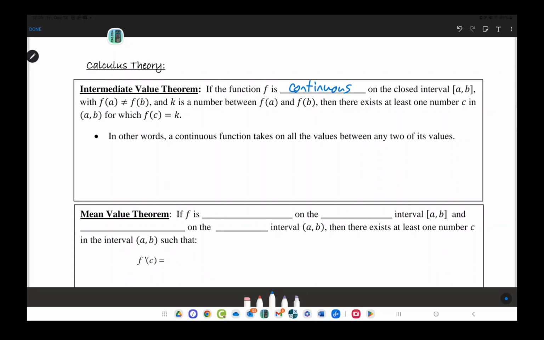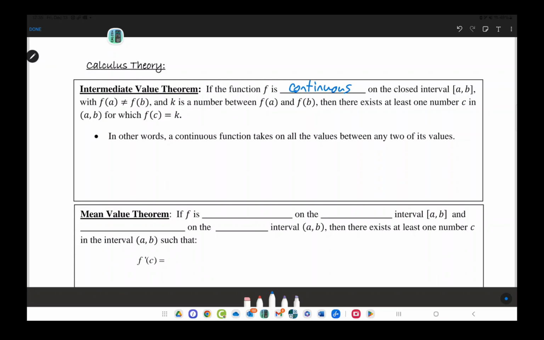The idea we use the intermediate value theorem mainly for is to verify that a zero exists. If f of a is negative and f of b is positive, or vice versa, so if f of a is positive and f of b is negative, then a zero must exist in between there. No choice. It's continuous, so a zero must exist.